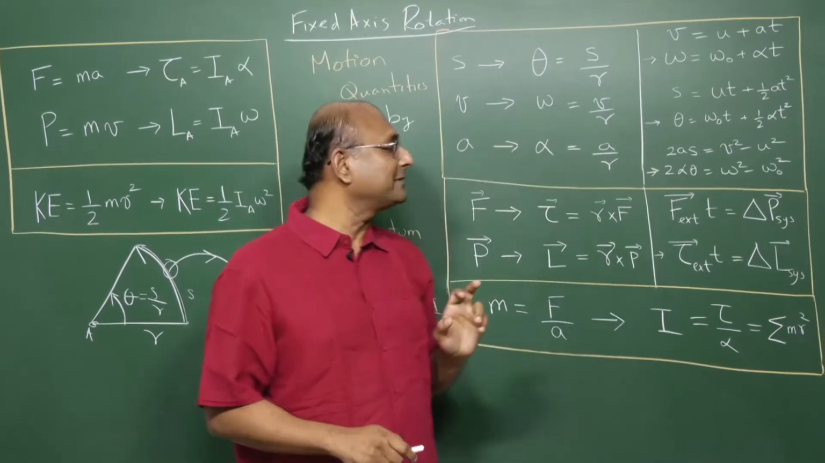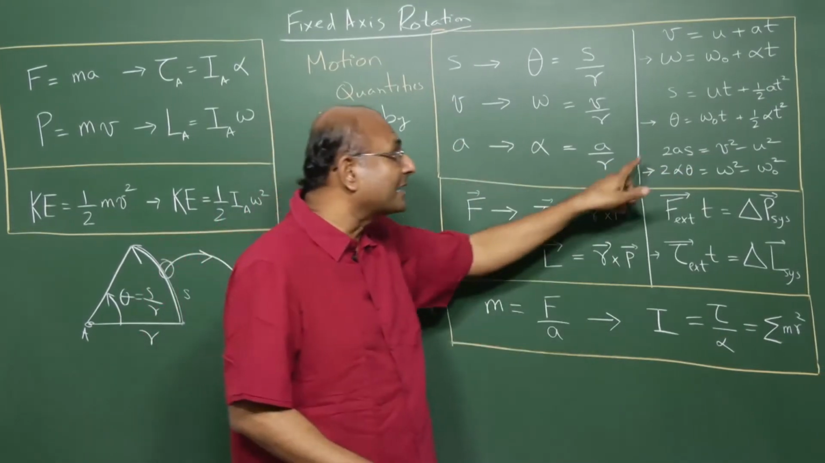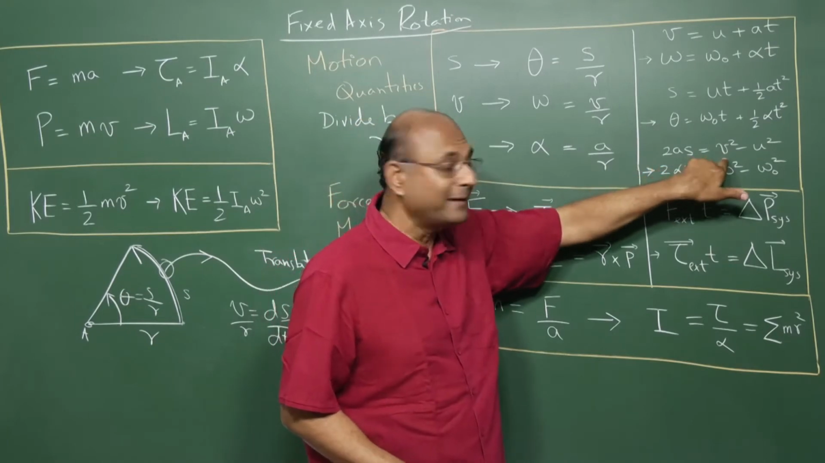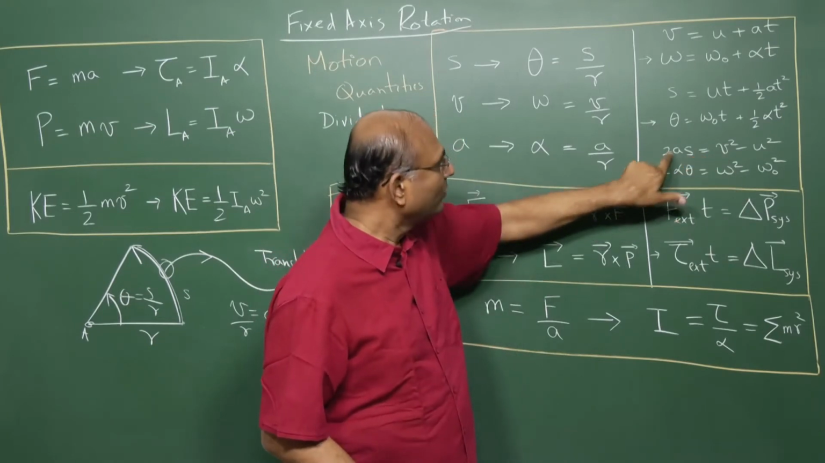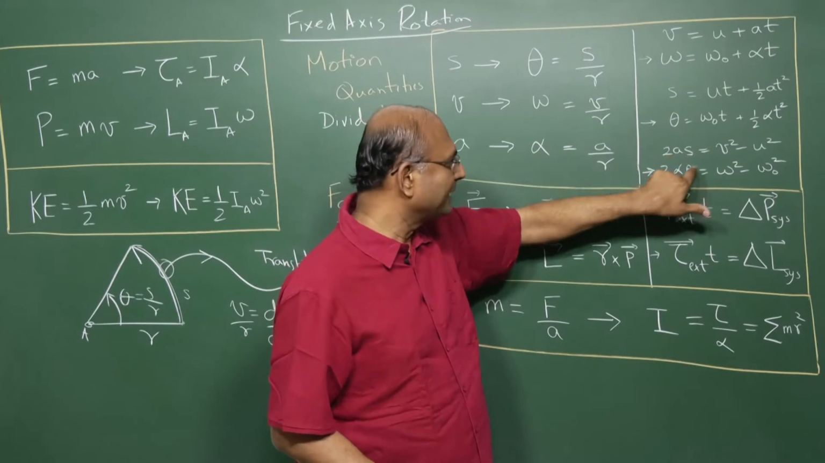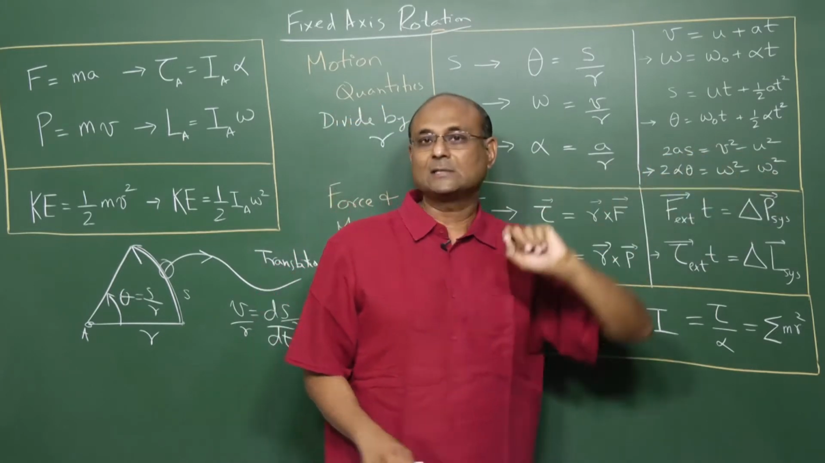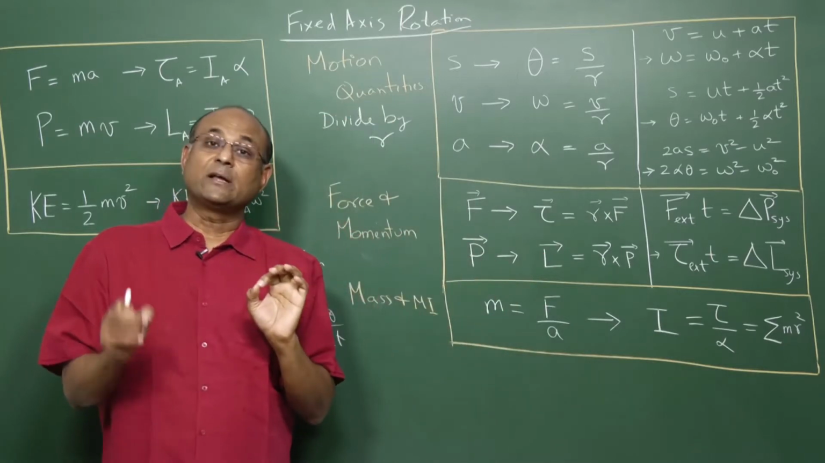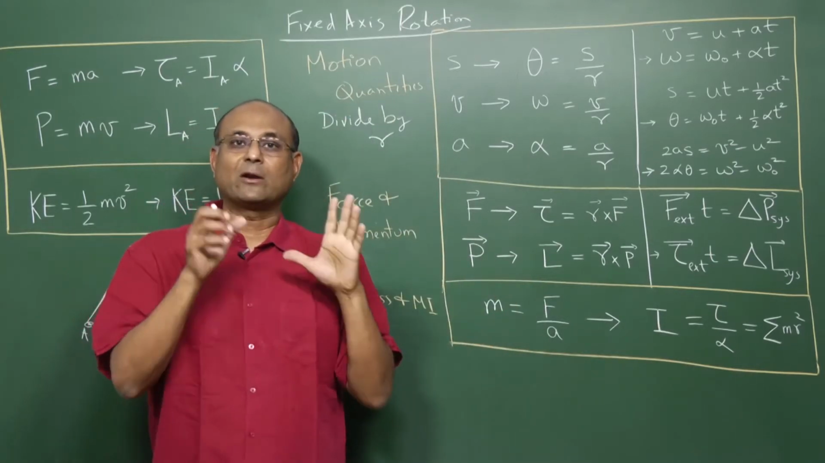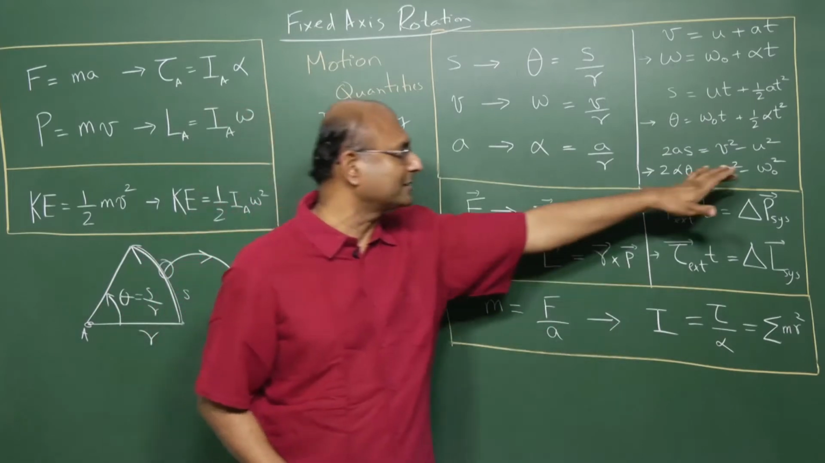2as is v square minus u square, divide by r square, because you need to divide by r square. So 2a by r will give me alpha, s by r will give me theta, so 2 alpha theta is omega square minus omega naught square. So instead of using a new variable, we just simply use omega naught to say initial angular velocity.